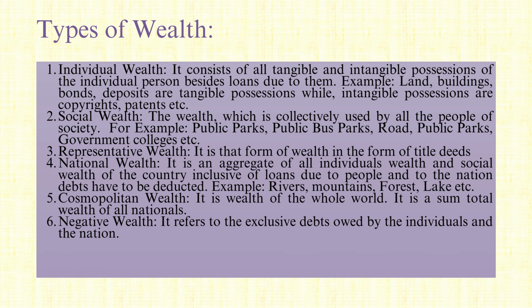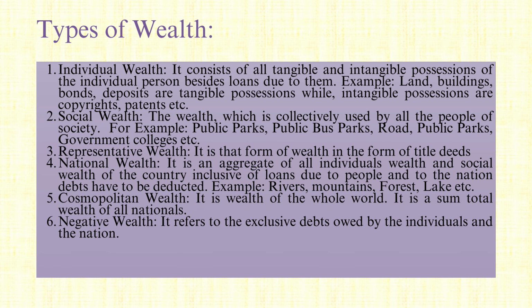National wealth is the total of all individual and social wealth in a country. This includes natural resources like rivers, mountains, and forests, as well as man-made assets. When calculating national wealth, we also have to subtract the nation's debts. So, if Nepal has valuable forests and minerals but also has debts from international loans, those debts are subtracted from the total wealth. Cosmopolitan wealth is a broader concept. It refers to the wealth of the entire world, which is the sum of all national wealth.